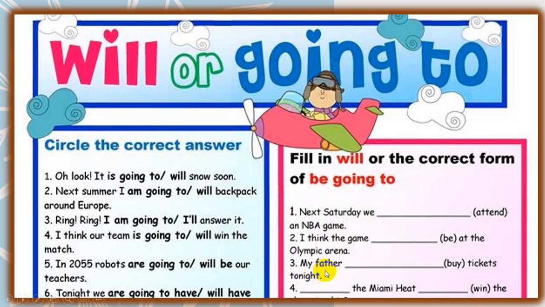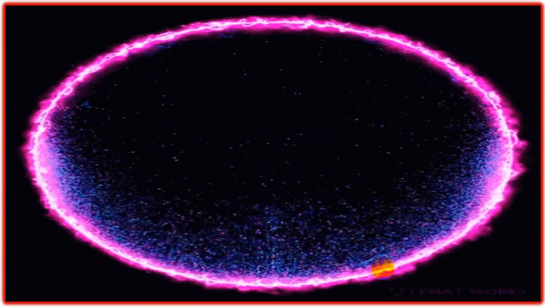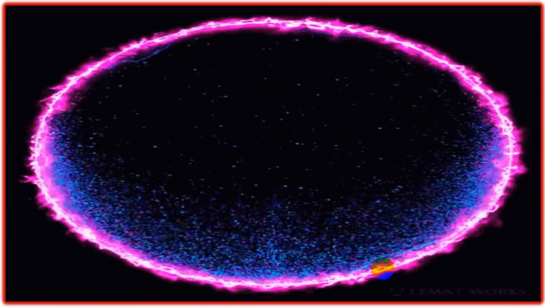Number 3, my father is going to buy tickets tonight. Buy tickets. So I think it is an arranged action. So my father is going to buy. Is going to buy. Excellent, excellent for you all. Let's turn to the next topic.